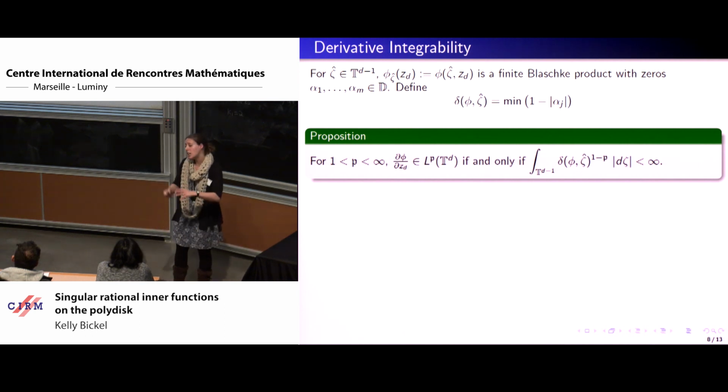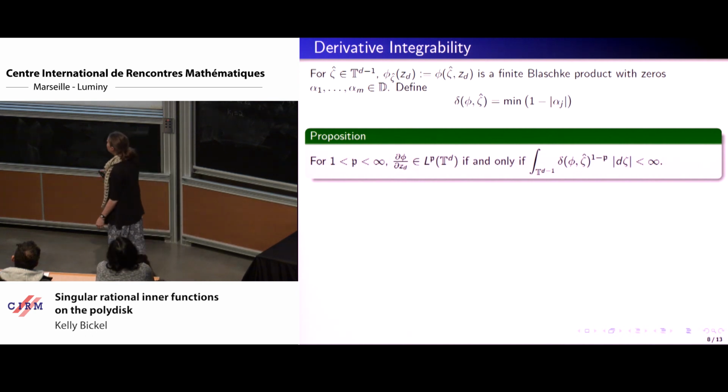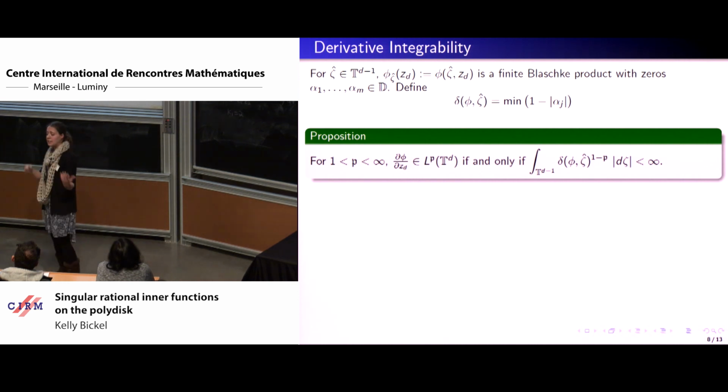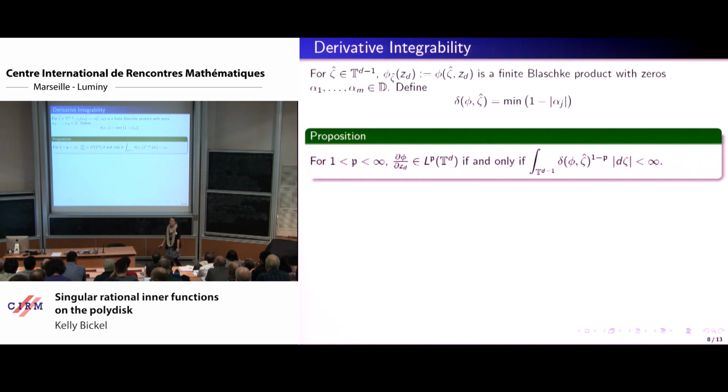And it turns out that just like in the 2 variable setting, the integrability of this distance function governs the integrability of the partial derivatives. So we can show that this partial derivative of our rational inner function is in LP if and only if, well, now we have a more complicated term here, if the integral of the distance function raised to this negative power over the d-1 torus is finite. And so this is more or less what we had in 2 variables.